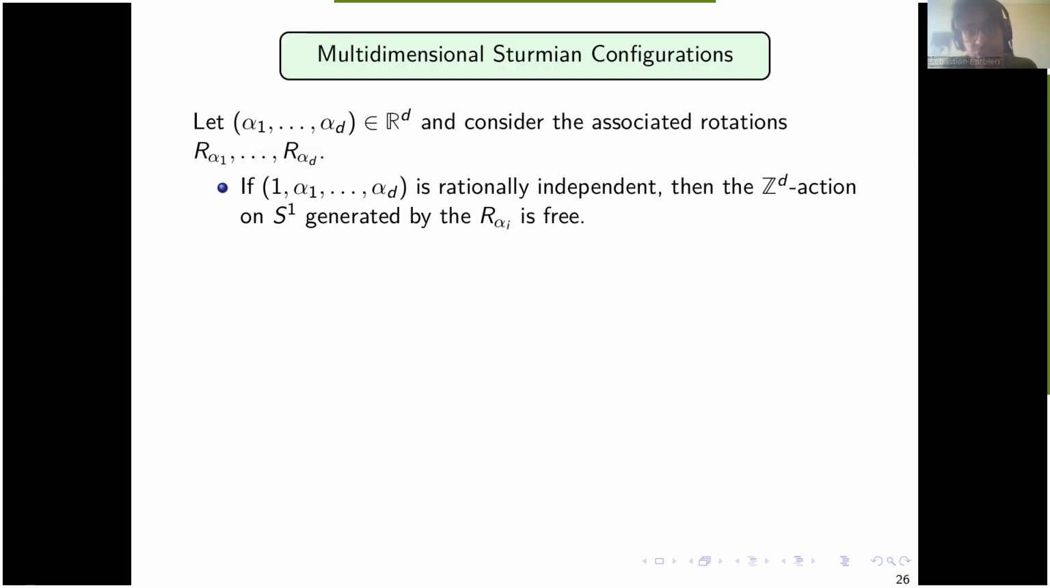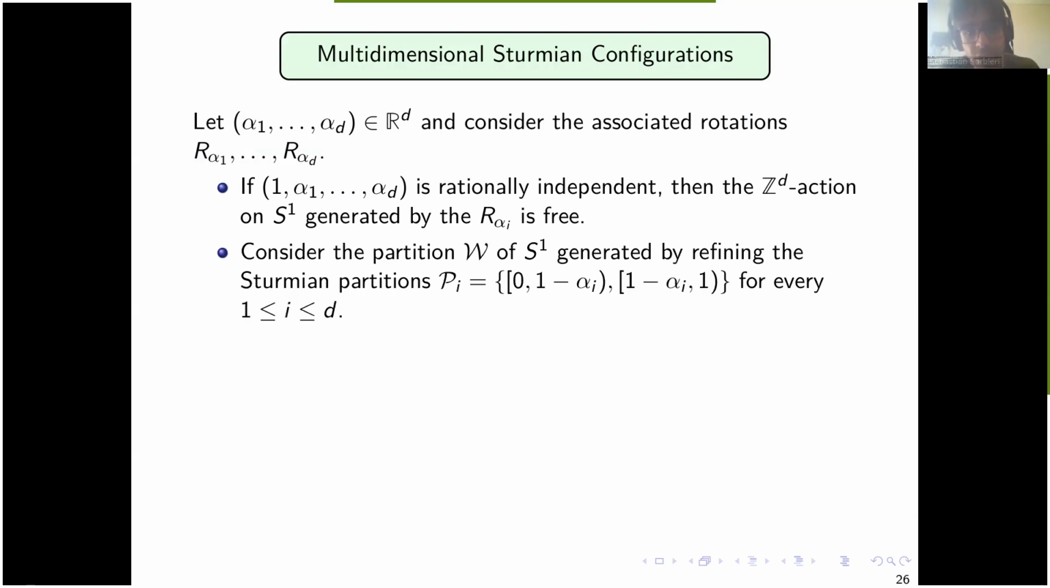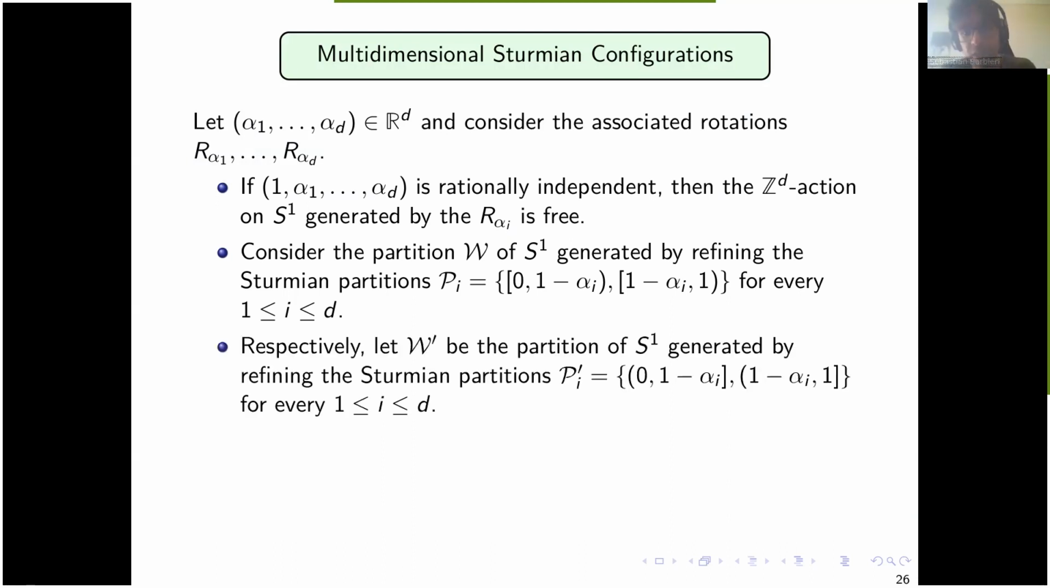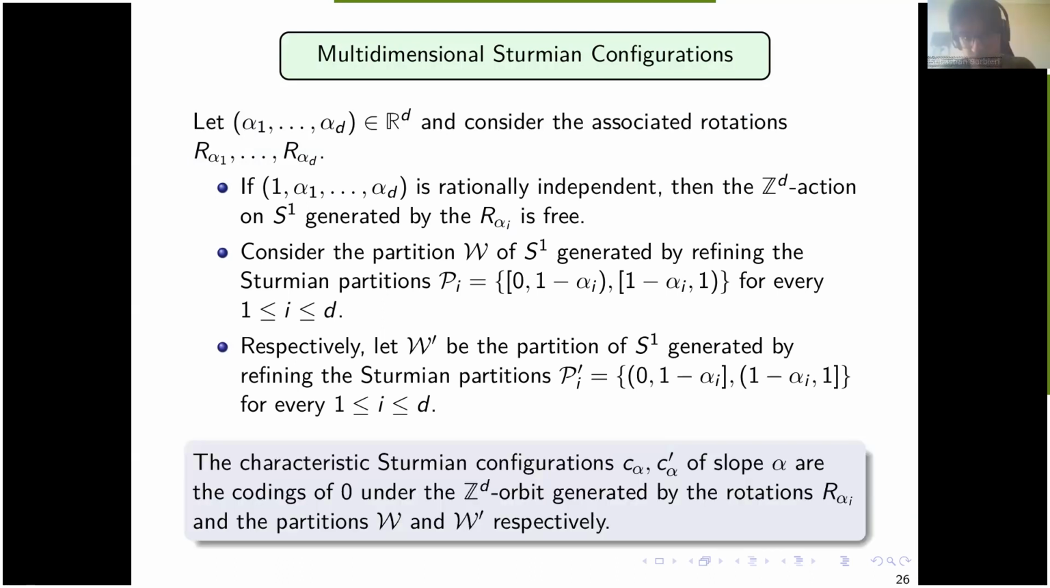Then the Z^D action on the circle generated by this thing is free. I have no periods. Then I take the partition of the circle generated by refining the Sturmian partitions for every single i, and I can do the same with now intervals closed on the right and open on the left. And the characteristic Sturmian configurations of slope alpha are going to be the codings of starting on the vector of all zeros and applying this action of Z to the D, looking at the whole orbit, and in every position just marking exactly which partition element I'm in.